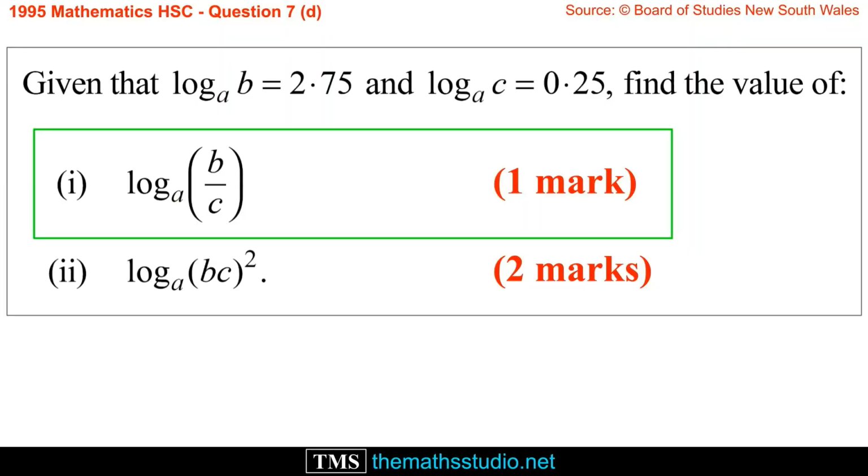Question 7, Part D, Part 1. Given that log base A of B equals 2.75 and log base A of C equals 0.25, find the value of log base A of B over C.